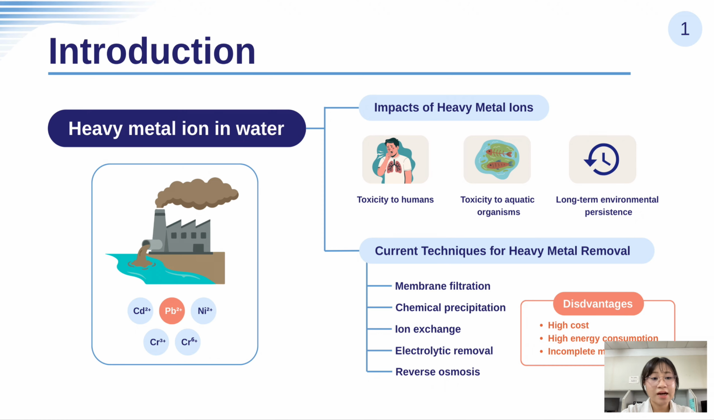Toxic metals such as cadmium, lead, nickel, and chromium are commonly released from industrial and agricultural activities. These metals are dangerous because they are toxic to humans, aquatic organisms, and remain in the environment for long times.